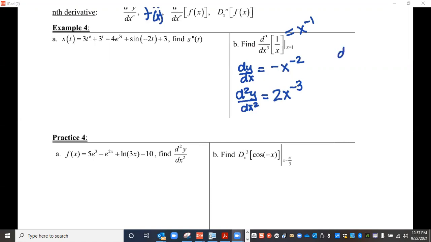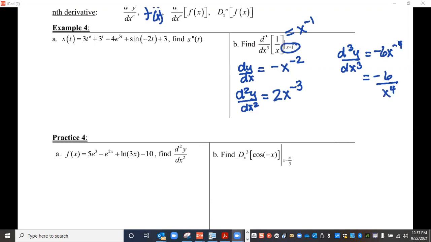And then finally, I'll find my third derivative using my power rule again. That's going to be negative 6x to the negative fourth. Or if I write this with a positive exponent, negative 6 over x to the fourth.